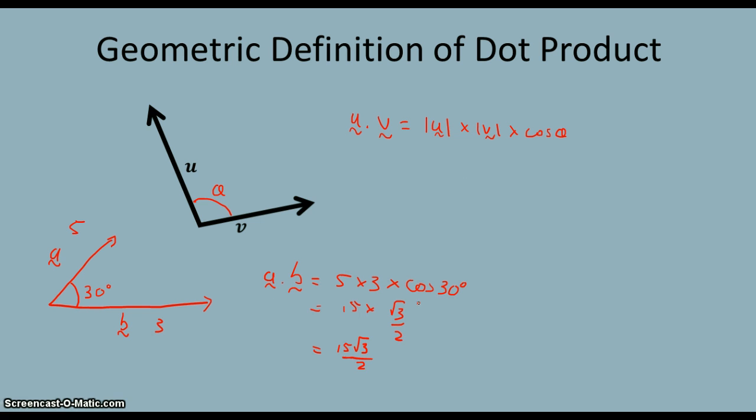You'll notice that the result from the dot product is just a number, and that's another reason why it's called a scalar product, because the result of the dot product is just a number or a scalar.